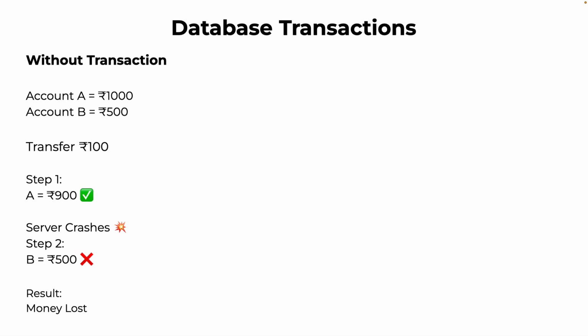So let's take a banking example where you want to transfer, say, 100 rupees from account A to account B. So the ideal two-step process is you have to deduct 100 rupees from account A and update that same 100 rupees in account B. Okay, this is a two-step process that we have to do.